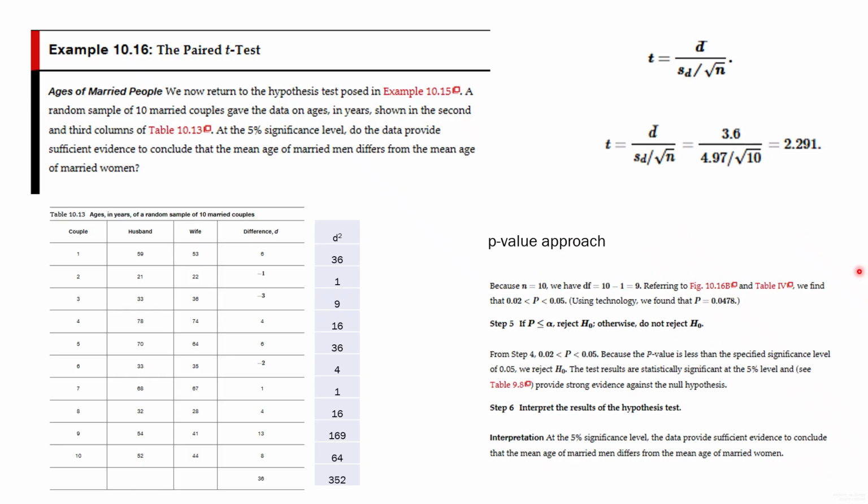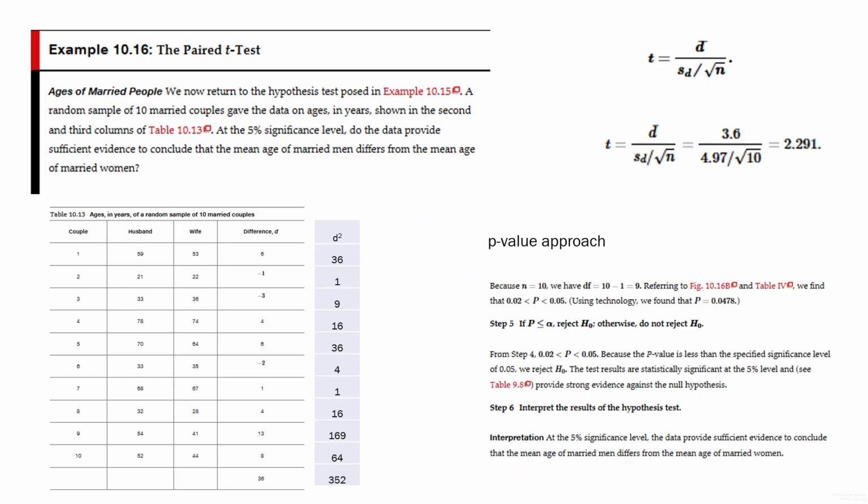And we'll follow this up with our p-value approach. So remember, we've got a DF of 10 minus 1 is 9. So then you get your t-table, go to your DF of 9, and you're going to look in the table for the number that is closest to 2.291. Go up from there, and what you're going to see is that it is between 0.02 and 0.05. So it is still less than the specified significance level of 0.05, and we can reject our null hypothesis.